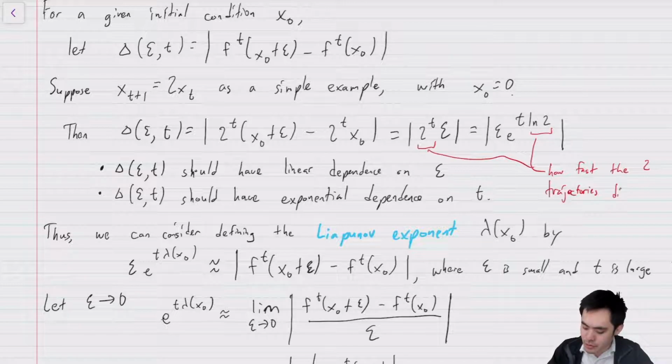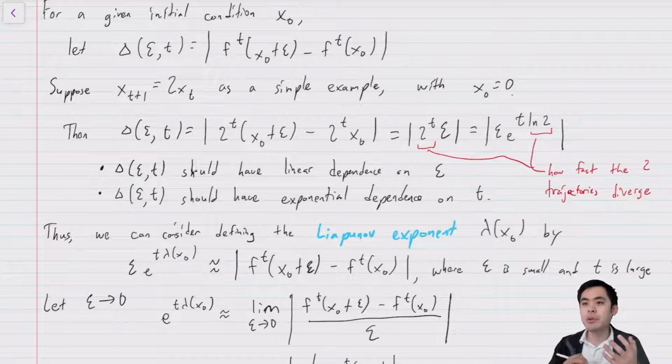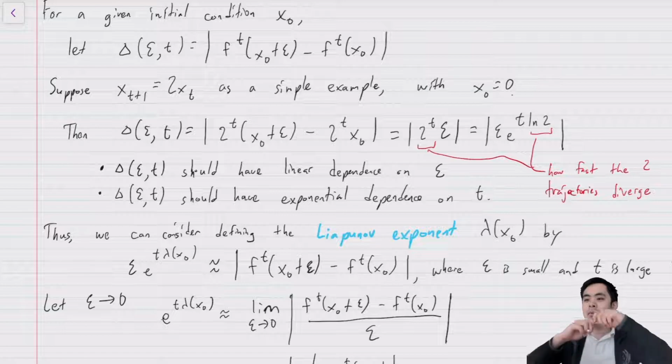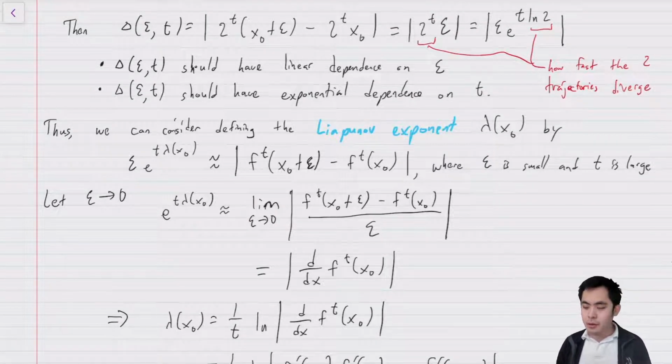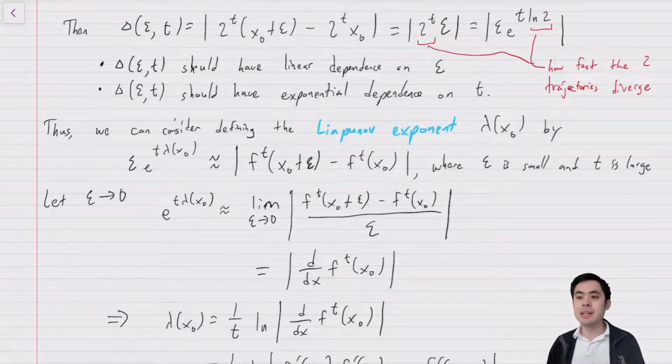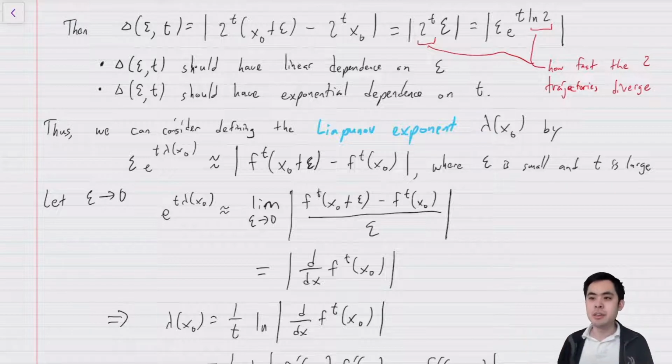The two trajectories diverge. And when we do that, we find that for this very simple example, there's a linear dependence on epsilon and an exponential dependence on t, and that is precisely the sort of thing we're trying to measure. So, as time gets longer and longer, how quickly does everything move away? So we gave a potential definition of a Liapunov exponent by just saying, okay, let's measure, as time gets big and epsilon gets small, how quickly does this diverge?